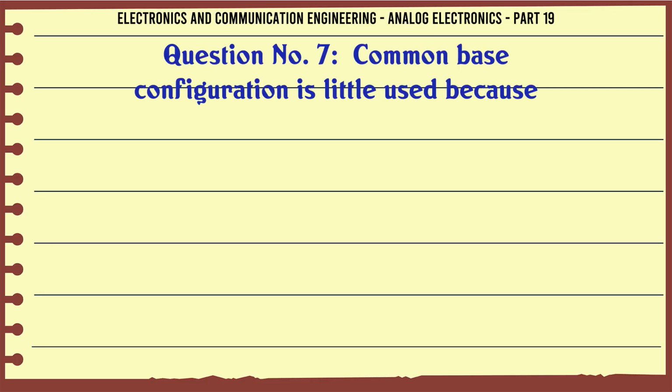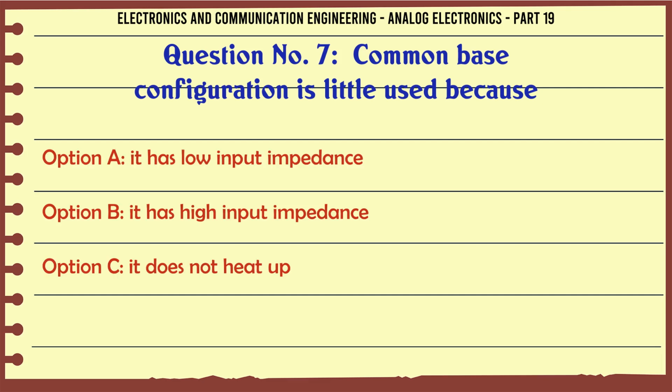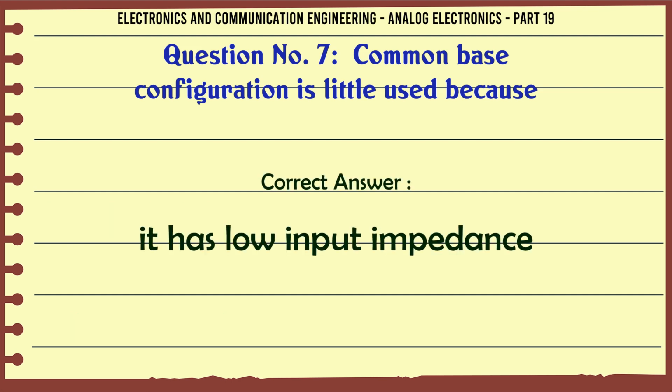Common base configuration is little used because: A. It has low input impedance. B. It has high input impedance. C. It does not heat up. D. It has very high gain. The correct answer is it has low input impedance.